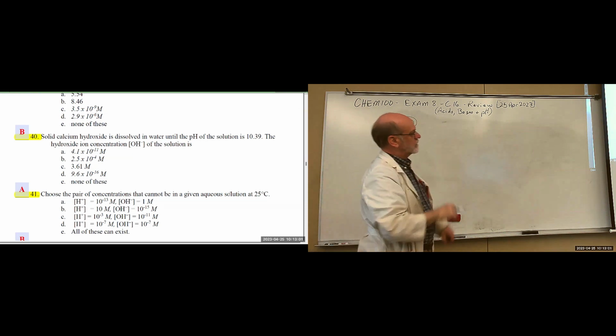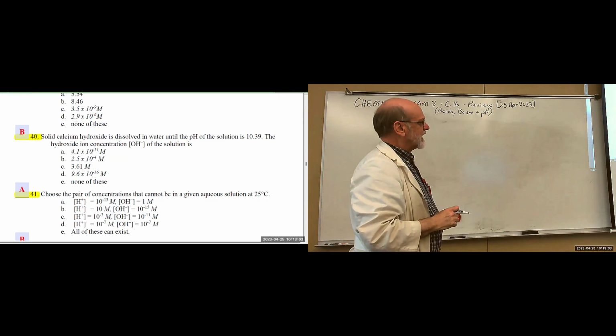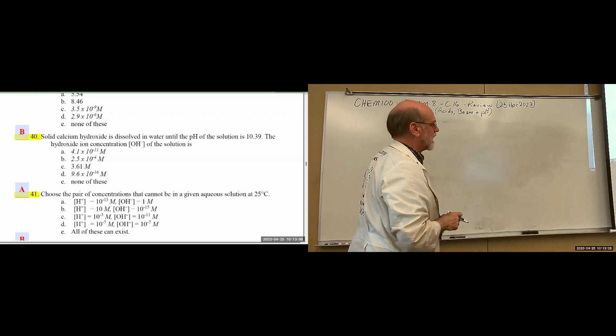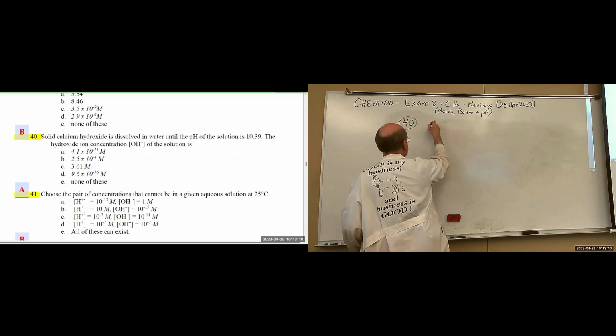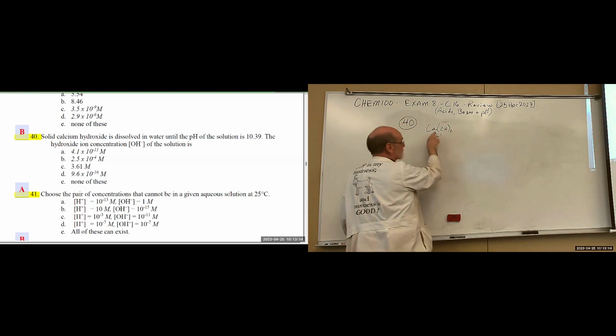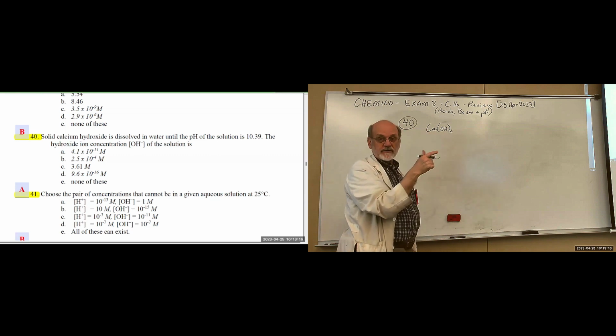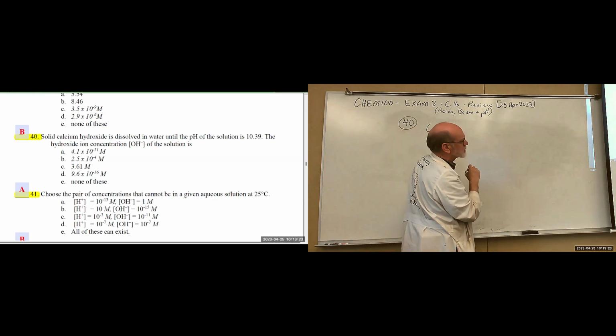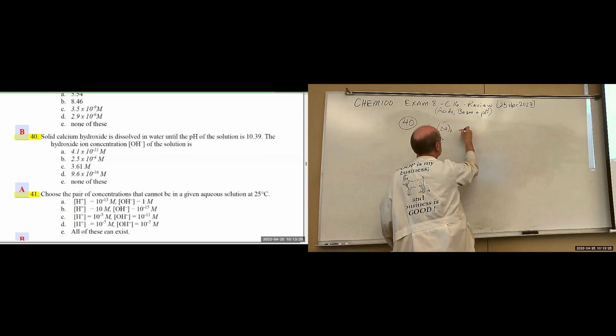How we're doing? Okay, we're doing okay on time. Solid calcium hydroxide is dissolved in water until the pH of the solution is 10.39. So we've got calcium hydroxide. Notice calcium is always 2+, hydroxide is a -1. So that's how you write it: 2 hydroxyls for each calcium. And this one is going into solution, correct? Yeah, into solution.